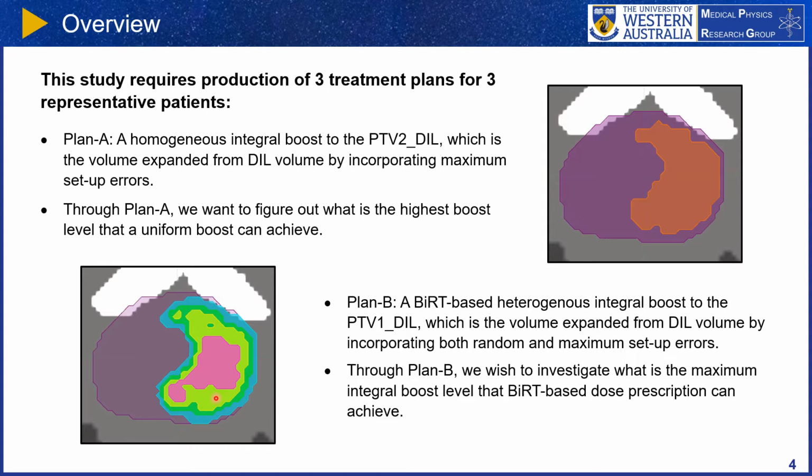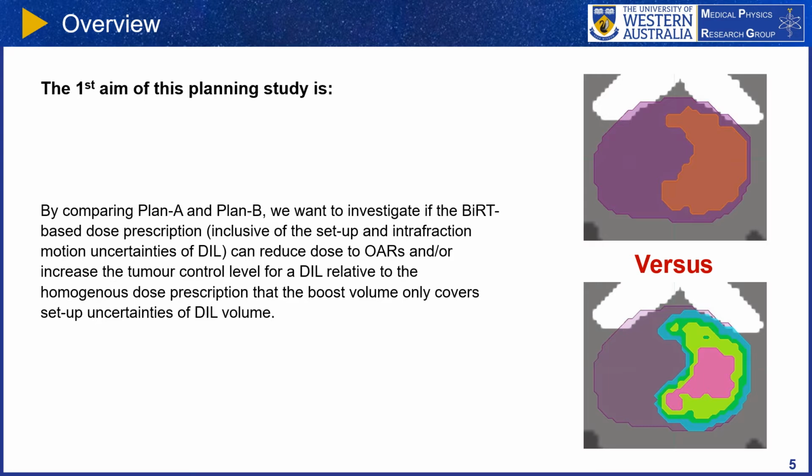Plan B, a BiRT-based heterogeneous integral boost to the PTV1 DIL, which is a volume expanded from the DIL volume by incorporating both random and maximum setup errors. That's the reason why the PTV1 DIL is bigger than the PTV2 DIL. Through Plan B, we wish to investigate what is the maximum integral boost level that the BiRT-based dose prescription can achieve.